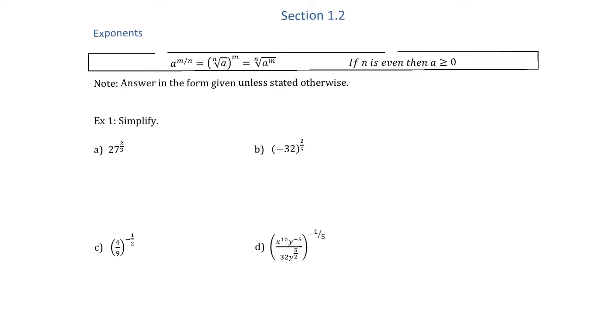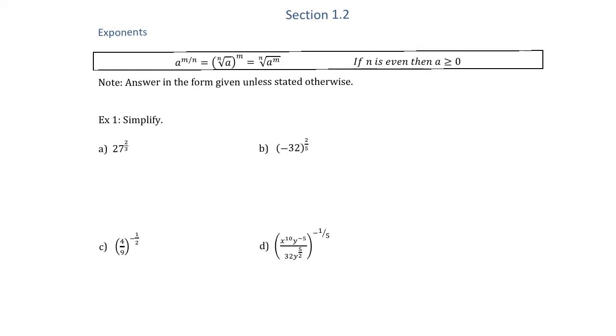Let's do a little review on radicals and exponents. Okay, so with fractional exponents, the number in the numerator, that is the power. And then the number in the denominator, that is the type of root. So it would be the cube root of 27, and then all of that is squared. So that would be 3 squared, which is 9.